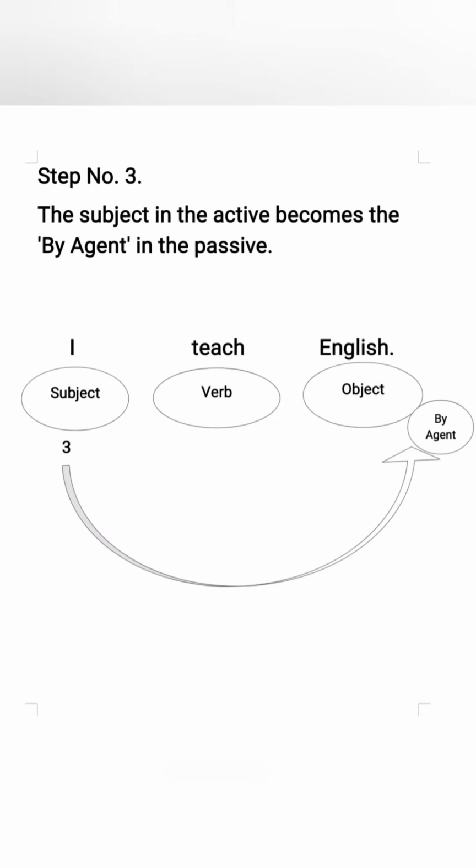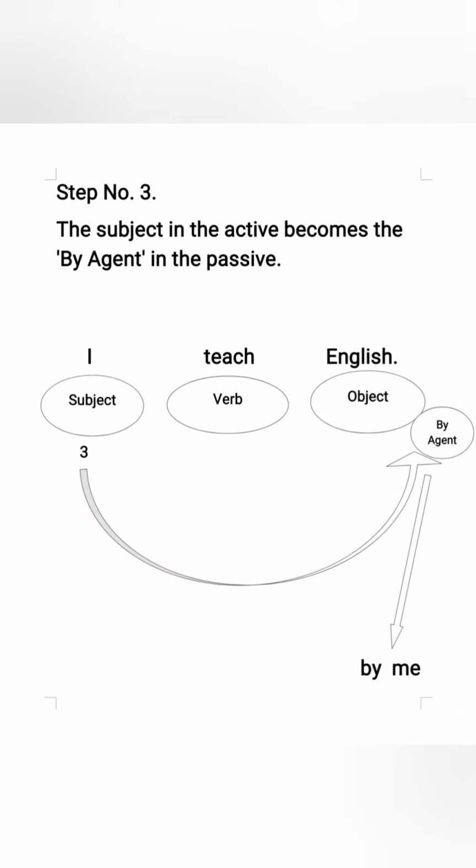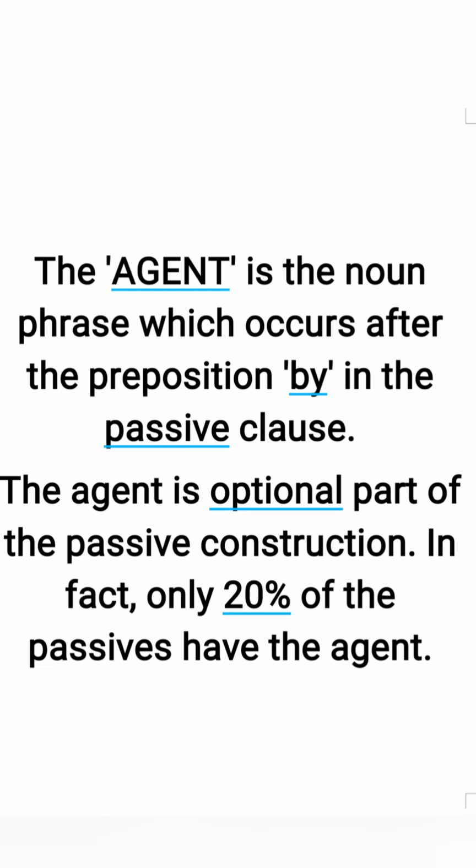Step number 3. The subject in the active voice becomes object. In the passive voice, it actually becomes by agent, object to the preposition by. So, I, the subject, will become object, its case will change, me, and then it will become the by agent, by me. The agent is the noun phrase which occurs after the preposition by in the passive clause. The agent is optional part of the passive construction. In fact, only 20% of the passives have the agent.